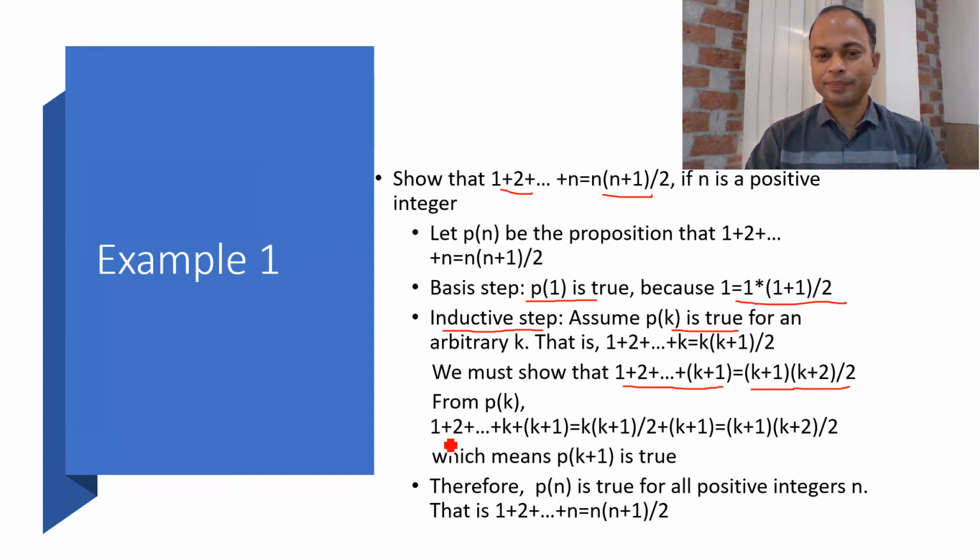So from Pk, we have 1 plus 2 plus up to k plus 1 equals, we may write, k times k plus 1 divided by 2 plus k plus 1. If we simplify these values, we are able to write k plus 1 multiplied by k plus 2 by 2. This value is equal to this, and we have proved it for Pk plus 1. So therefore, we can say that this is true for Pn.